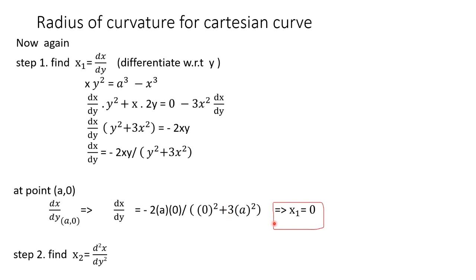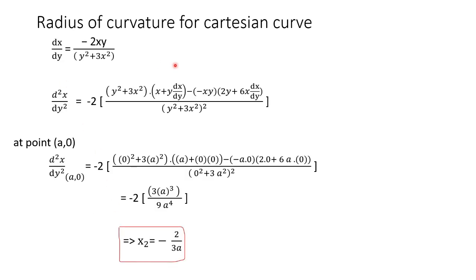Step 2, find x2. We got dx by dy as this, differentiating it again, here we see division, hence quotient rule. Denominator times differentiation of numerator, minus numerator times differentiation of denominator, whole divided by denominator square. We get this. At the point a, 0, substituting x is equal to a and y is equal to 0, we get this. Simplifying, we get x2 is equal to minus 2 by 3a.